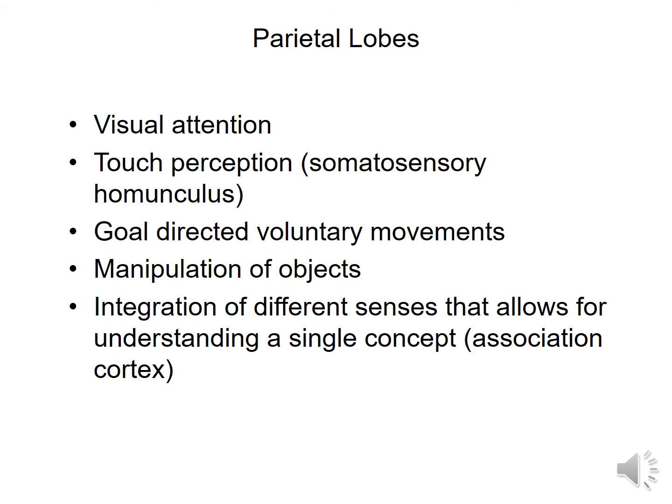The next lobe is the parietal lobe. The parietal lobe is involved in all the academic pursuits. So if you know people that have a learning disability, it's often caused by a parietal lobe problem. They include difficulty paying attention, or it's involved in visual attention. We mentioned the somatosensory homunculus. It's involved in goal-directed movements. So if you're playing basketball and you're driving toward the hoop, that is primarily directed by the parietal lobes.